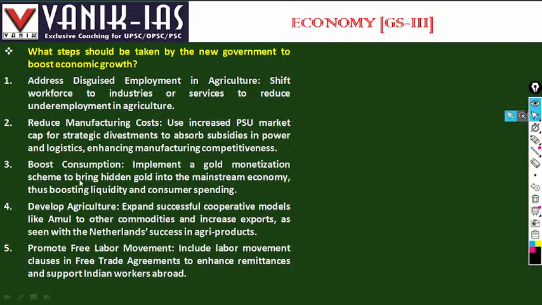Because if consumer spending is not increased, the economy cannot grow, because the economy of a country depends upon the increased number of consumer spending.